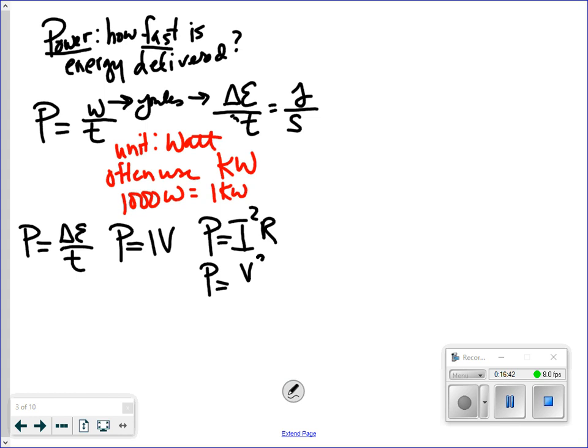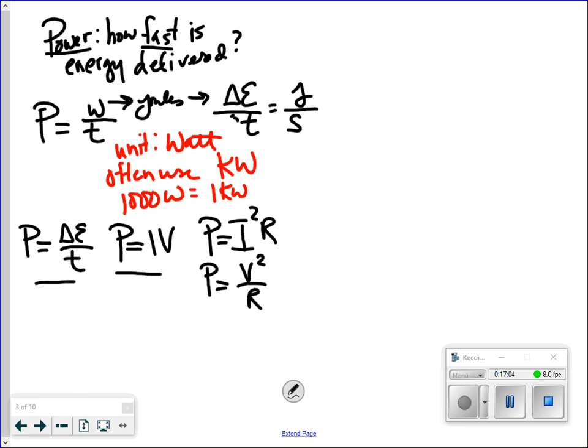Power is also equal to V squared over R. And again, that's just manipulating the definition for current, the definition for voltage, and Ohm's law, and you get all four of these relationships. But like I said, this one and this one are the ones you're going to see the most.